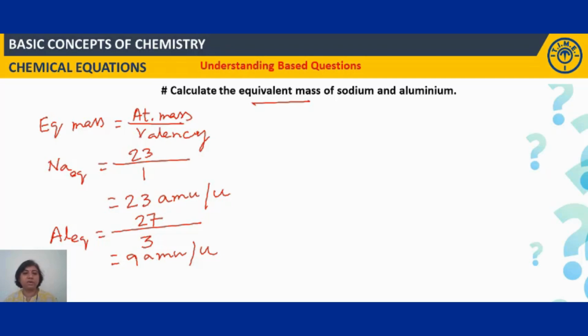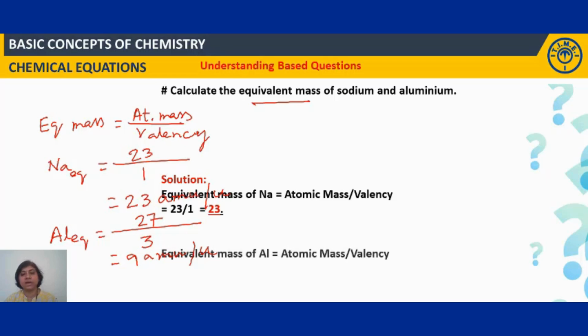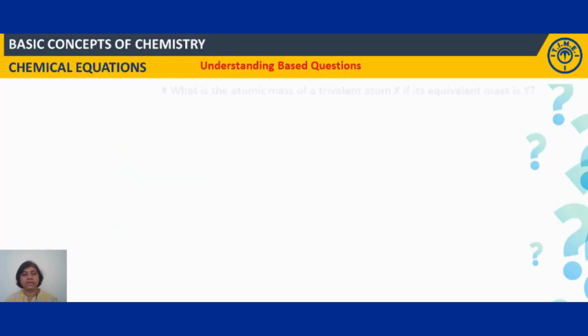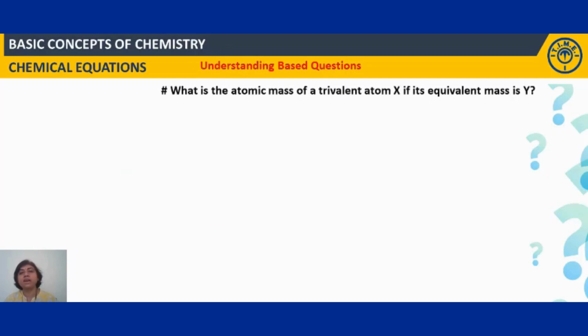Okay. So we will move on to the next. First we will see the solution and then we will move on to the next question. Solution. Equivalent mass of sodium is equal to atomic mass by valency. So it is 23, and equivalent mass of aluminium, atomic mass by valency, is equal to 27 by 3 is equal to 9. Done. Next question. Let us see. What is the atomic mass of a trivalent atom X if its equivalent mass is Y? So what are the information we require to have and what are the informations are given in the problem?